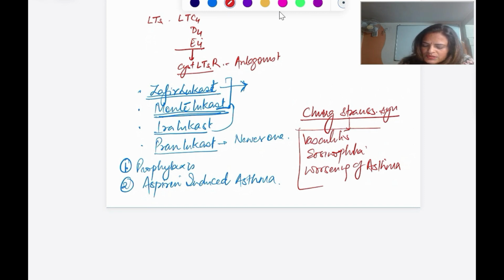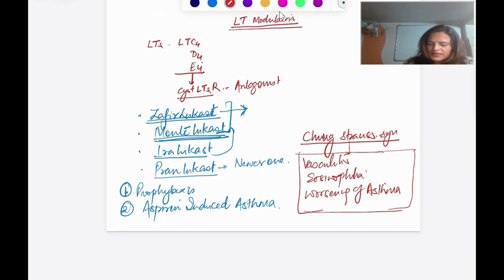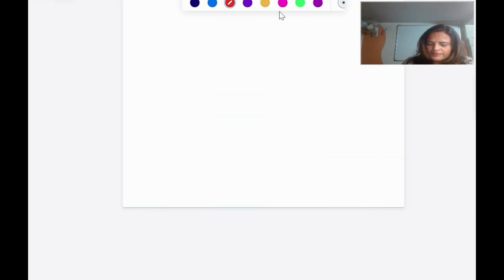So few they say this is a side effect with the cysteine receptor antagonist. Few they say because they have withdrawn the corticosteroid once we put the patient on this. It may be because of the withdrawal of the corticosteroid this then happens. So this is about the leukotriene modulator. I have covered both 5-lipoxygenase inhibitor and cysteine leukotriene receptor antagonist. Now coming to the next one. Next one is a mast cell stabilizer.